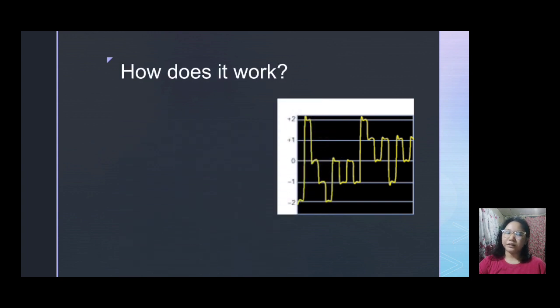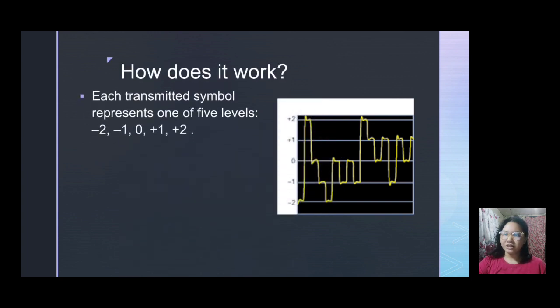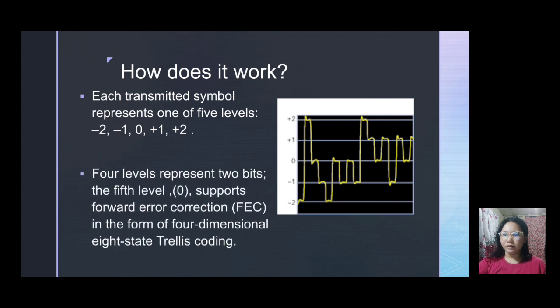So how does it work? Each transmitted symbol represents one of 5 levels: -2, -1, 0, +1, and +2. 4 levels represent 2 bits, and the 5th level, which is 0, supports forward error correction, or FEC, in the form of 4-dimensional 8-trellis coding. This will be explained later, near the end of the report.